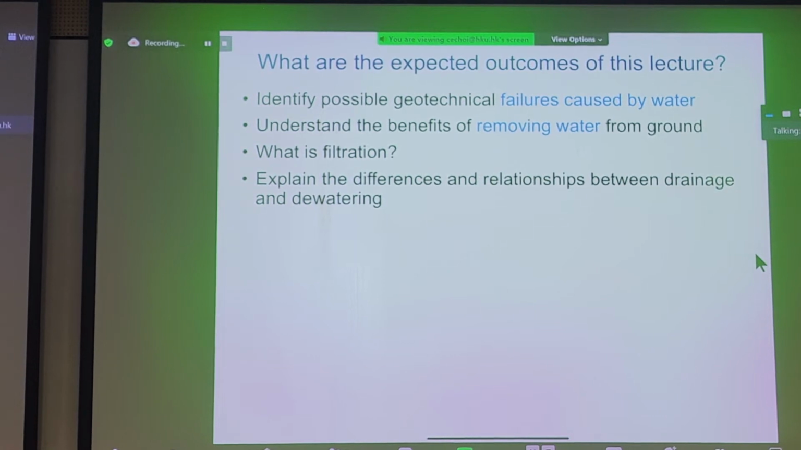Other aspects of geotechnical ground improvement include filtration, separation. So we'll talk about what these terms mean. And we'll explain the fundamental differences and relationships between drainage and dewatering. So we'll cover some of these concepts. Nothing, I guess, requires too many numbers in this module.